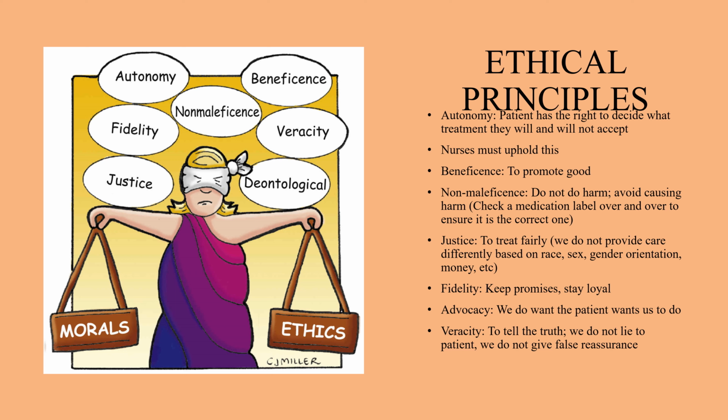Advocacy, we need to do what the patient wants us to do. Again, this kind of goes with autonomy, but we need to advocate for our patients. If they say they don't understand something or they're not comfortable with the treatment, we need to speak up and let the provider know, let our nurse manager know, let somebody know so we can advocate for our patients. And then veracity is to tell the truth. We do not lie to patients. We do not give false reassurance.